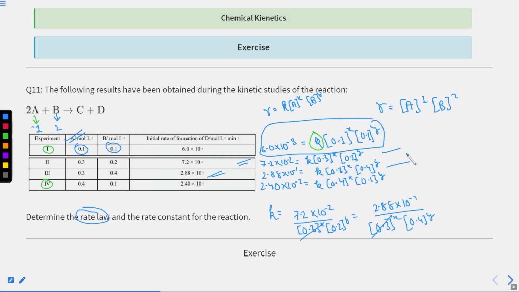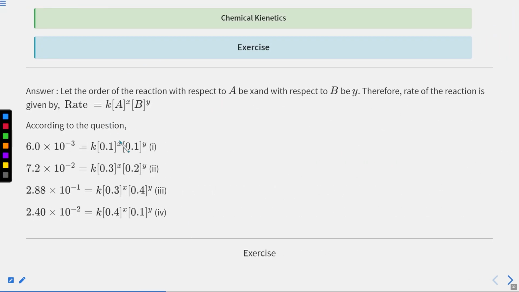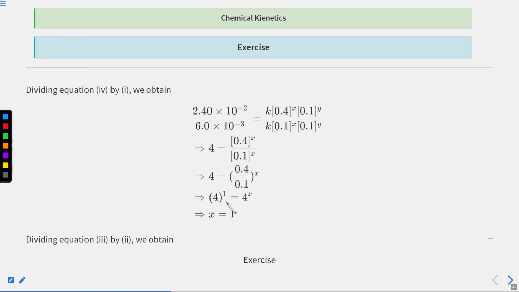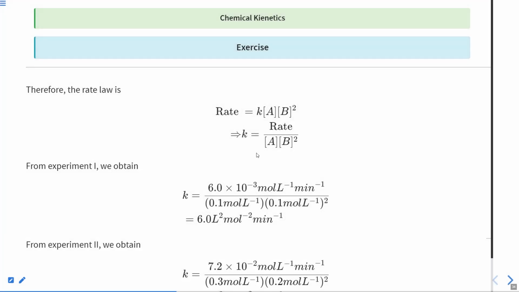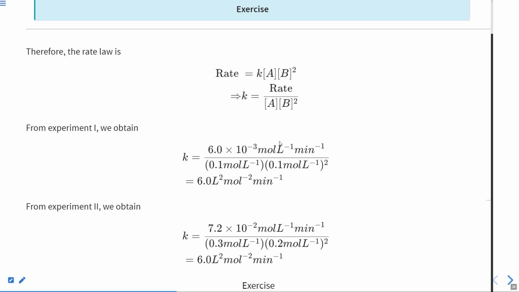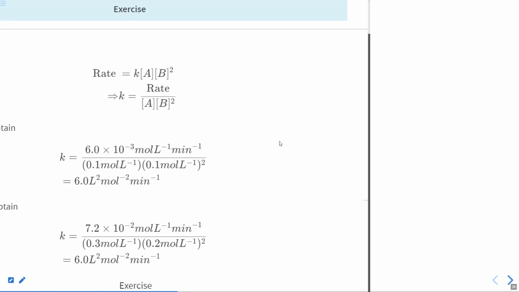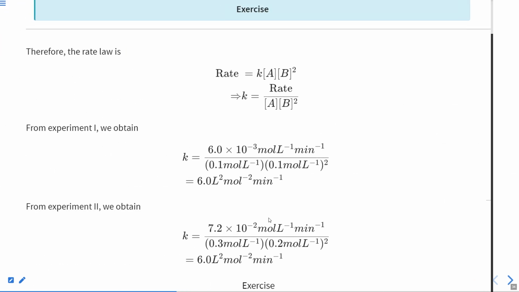Now let us see the solution. First we have written the rate expression for each of these. Second, we have divided these, so we got x is equal to 1, that is for a. For b, we got this as 2, therefore k has a value of 6.